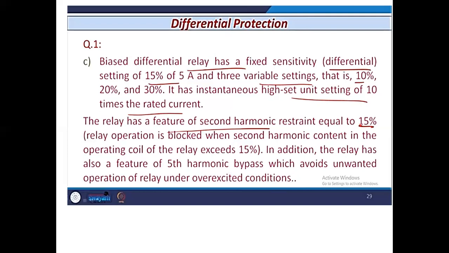overexcited condition. Overexcited condition is a special type of phenomenon that occurs in the transformer when the voltage is high above the nominal value and the frequency is below the nominal value. So V by F, this is the ratio. This ratio increases, and this is not a fault, but just the overexcited condition, and the relay has to discriminate between fault and overexcited condition also.